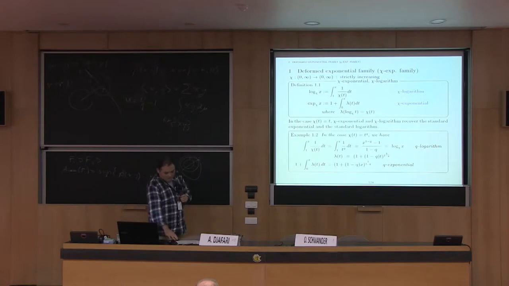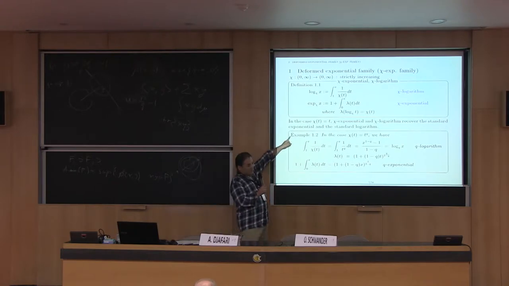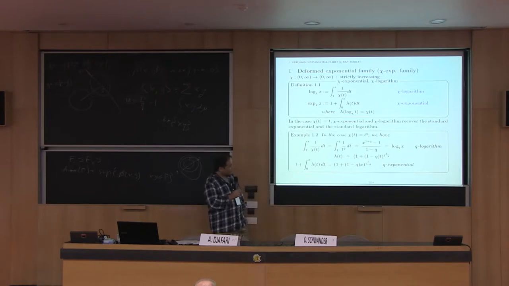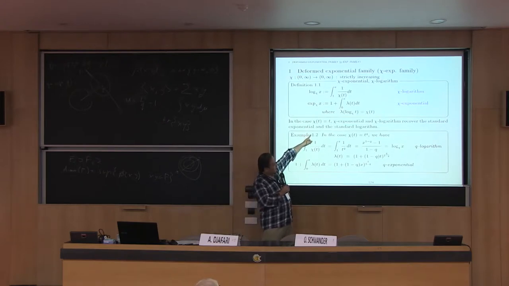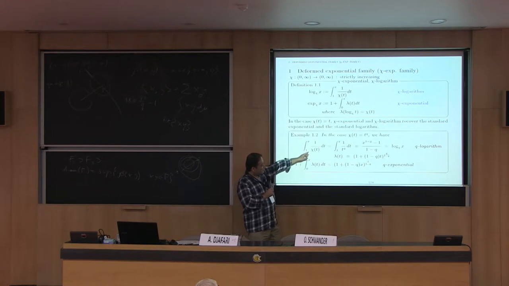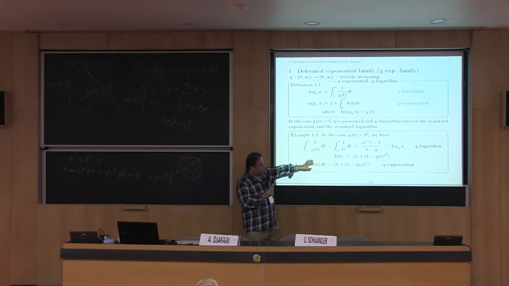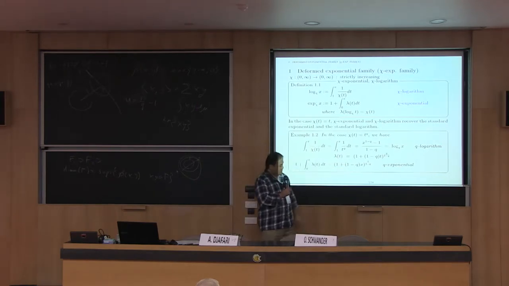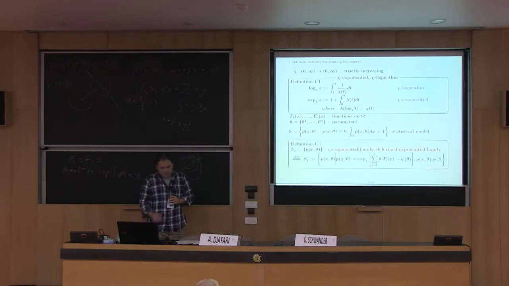At first, let us define the deformed exponential family. The deformed logarithm and deformed exponential function are defined like this. If the deformation function chi is the identity function, then the standard logarithm and standard exponential are recovered. And if we choose a power function as the deformation function, then it is called the q-logarithm and q-exponential.